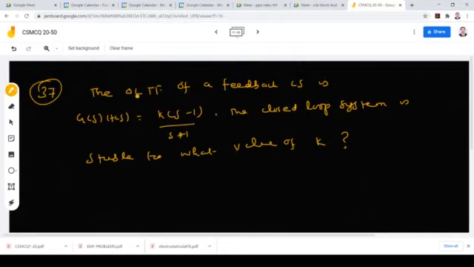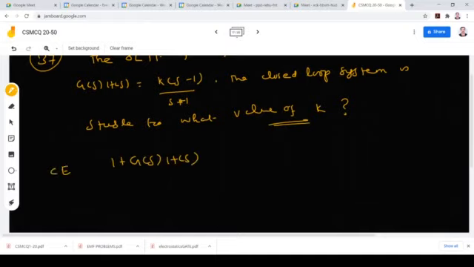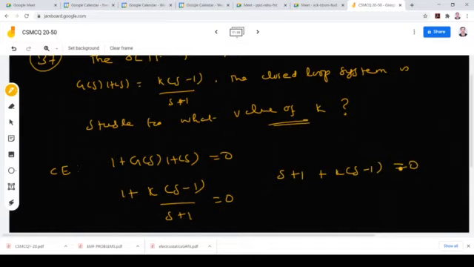Next one, the open loop transfer function of a feedback system is given by G of S into H of S is equal to K into S minus 1 divided by S plus 1. The closed loop system is stable for what value of K, right? So this is what they are asking. So open loop transfer function they have given. So first I write, if I want to find a range of values, I use the Routh-Hurwitz criterion. So I write the characteristic equation 1 plus G of S into H of S is equal to 0, 1 plus K into S minus 1 divided by S plus 1 is equal to 0. This will give S plus 1 plus K into S minus 1 is equal to 0.